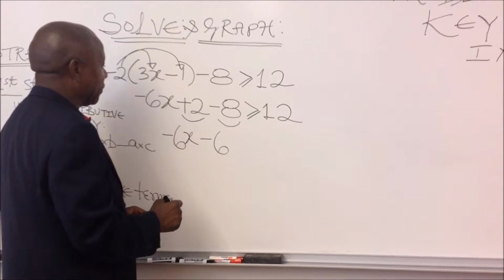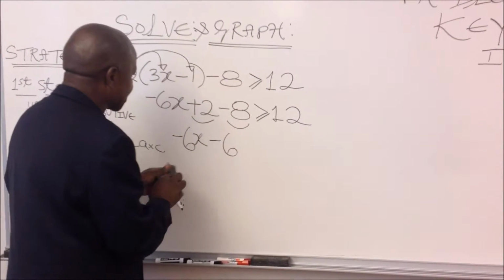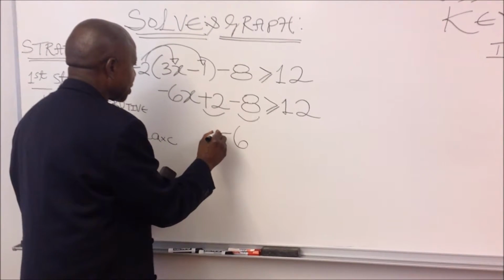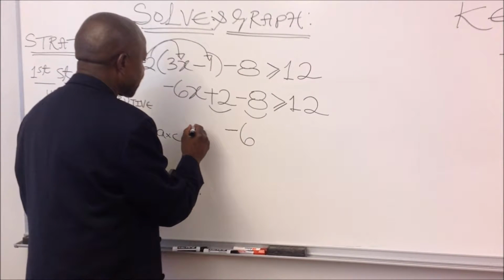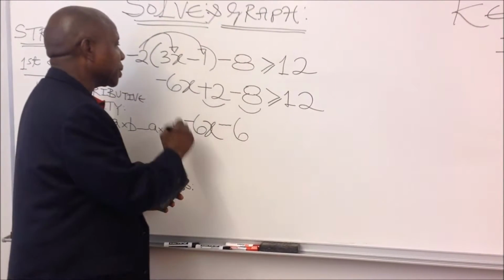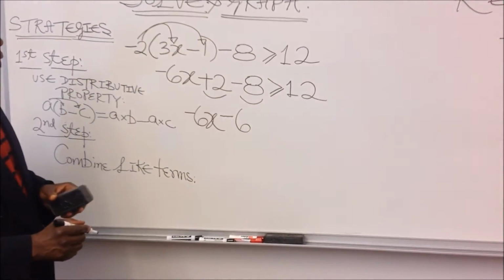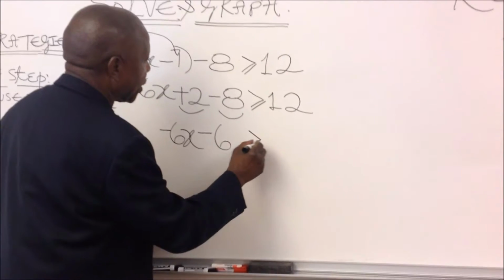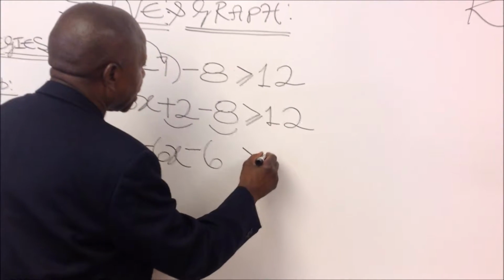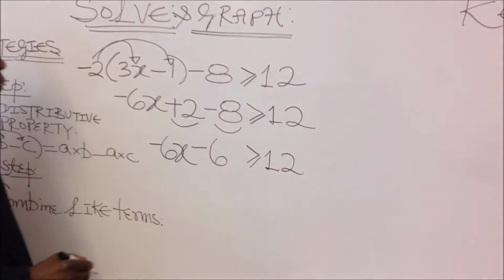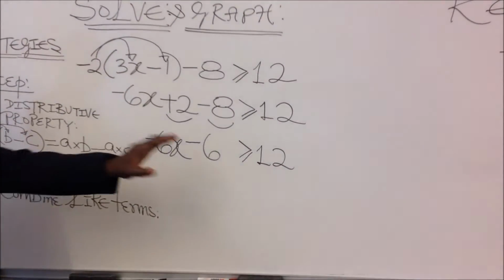So we need to bring down the negative 6x. So now we have negative 6x minus 6. And then we have to bring down the greater than or equal to symbol and the 12 on the right side.